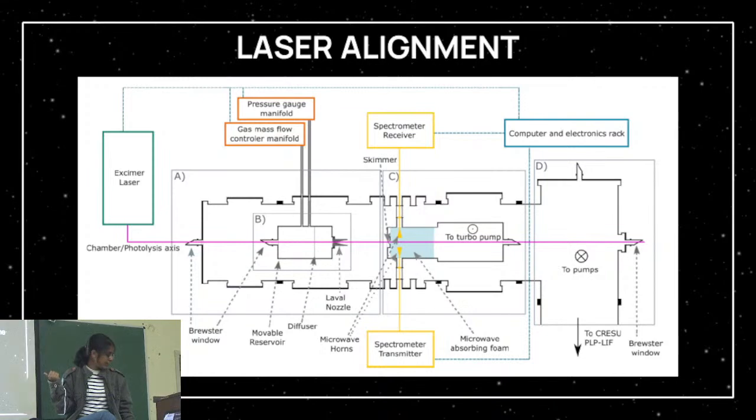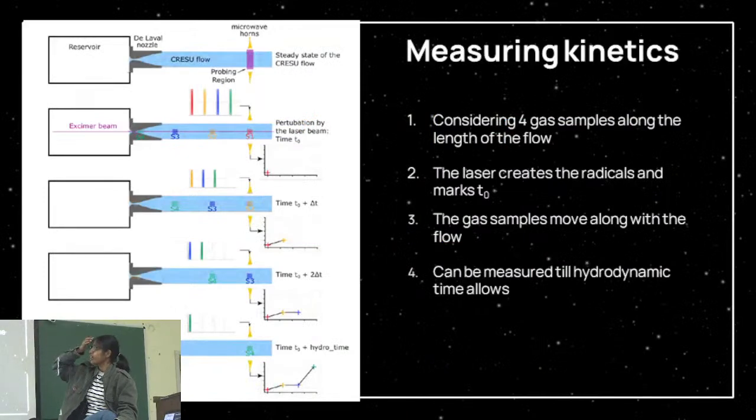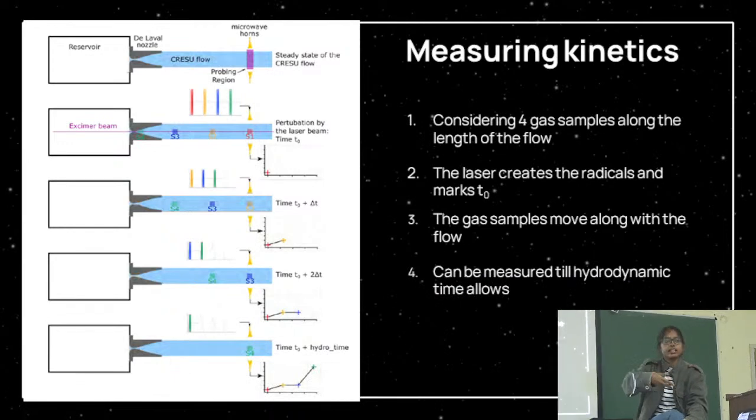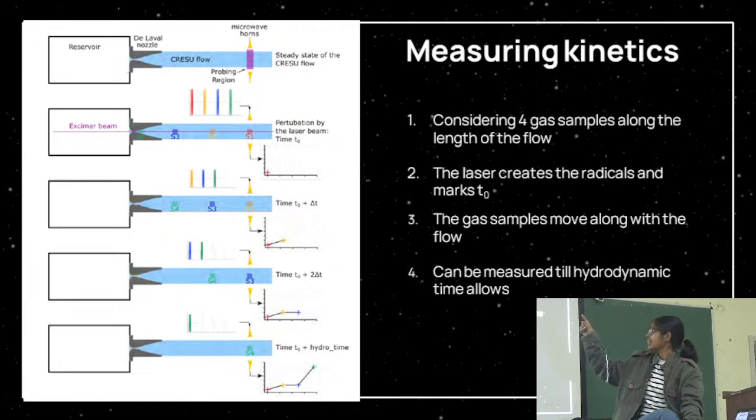Now we can finally get to how kinetics are exactly measured. You have a reservoir and you create your flow with the precursor ICN and whatever the other reactant is, CPD in our case. And then there is your microwave horn at a fixed distance from your reservoir. Now you fire the beam and the radicals are created. The microwave horn, or the detector, can only see what is in front of it at any point of time. So imagine there are four different regions, S1, S2, S3 and S4. S4 is right at the nozzle when the laser fires.